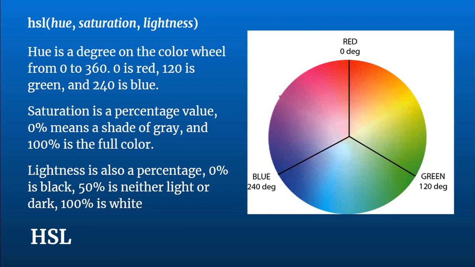Now HSL stands for hue, saturation and lightness. Now hue uses a degree on a color wheel from 0 to 360. As you can see, there's a color wheel here. Now 0 degree represents red, blue represents 240, green is 120 degrees. So this is a color wheel.